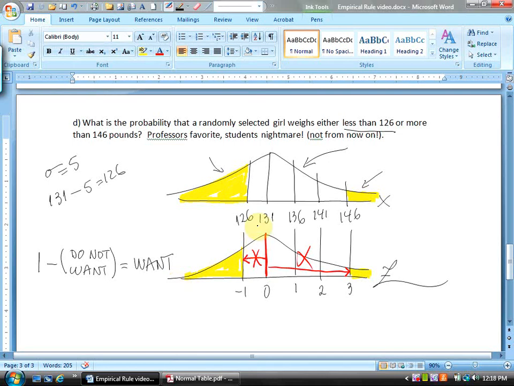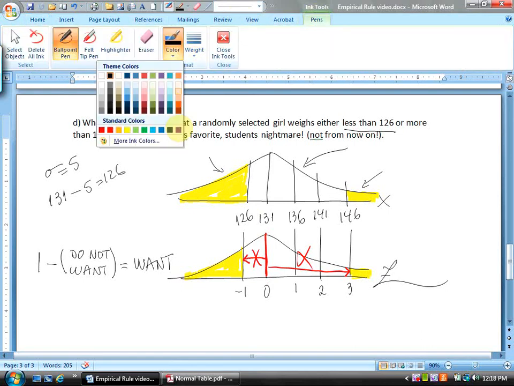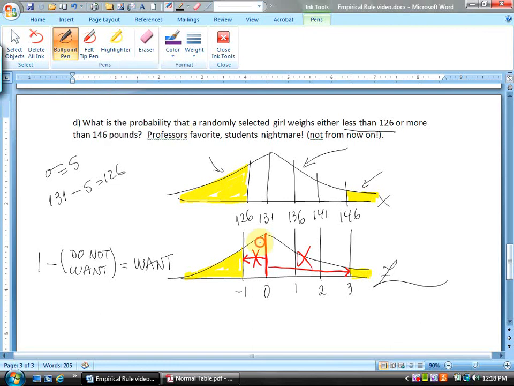So let's take a look now. I'll change color here so you see a little better here. Pick this color. I don't want this area. How much is this? This is 1 standard deviation from the center, but it's not really 68. It's half of that 68. So this piece here that I don't want is 34.